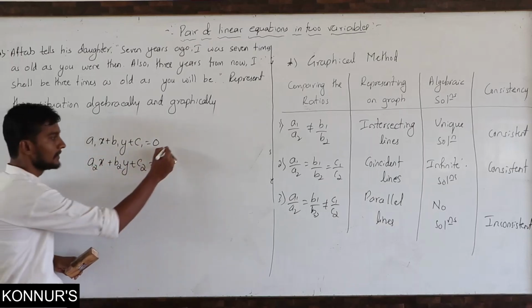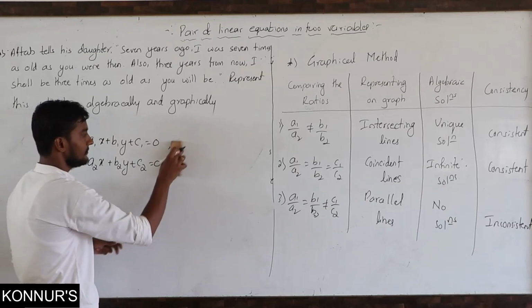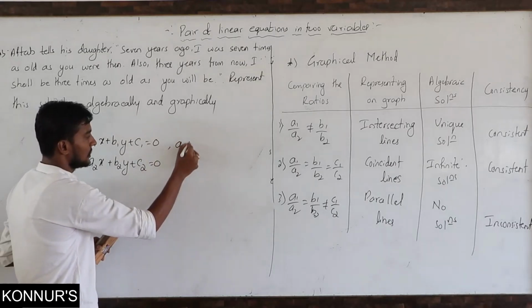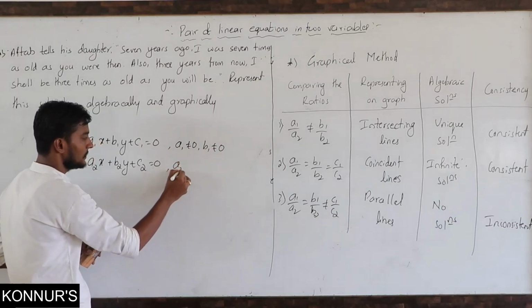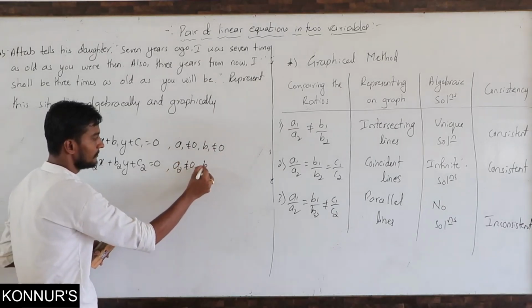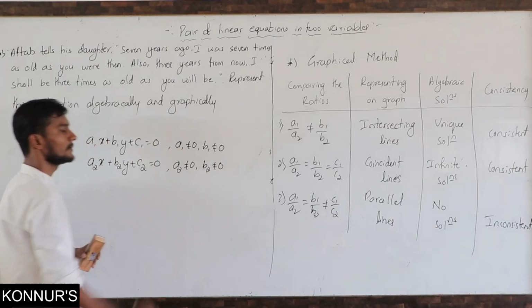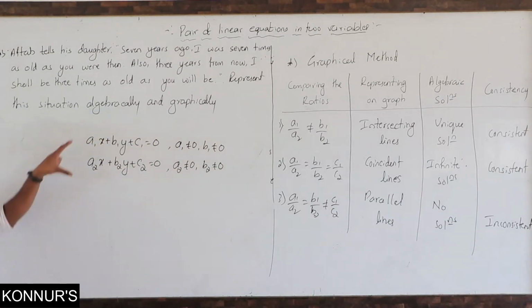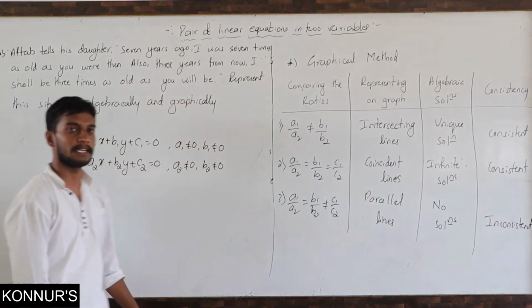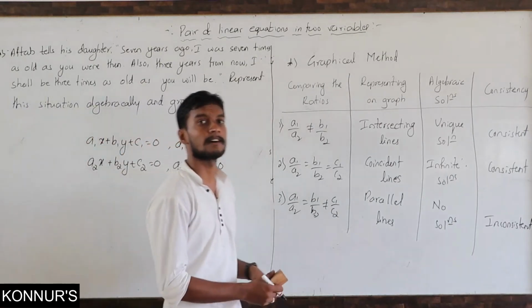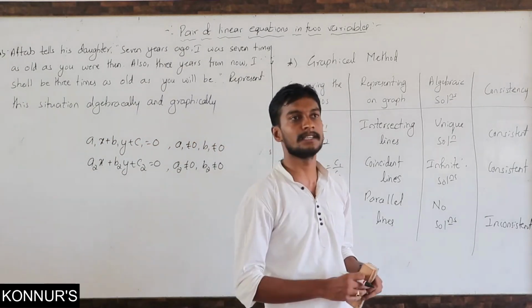So here also a1 is not equal to 0, b1 is not equal to 0, here a2 is not equal to 0, b2 is also not equal to 0. So this is known as a pair of linear equations in two variables. Next we should study how to find the solutions of the pair of linear equations in two variables.